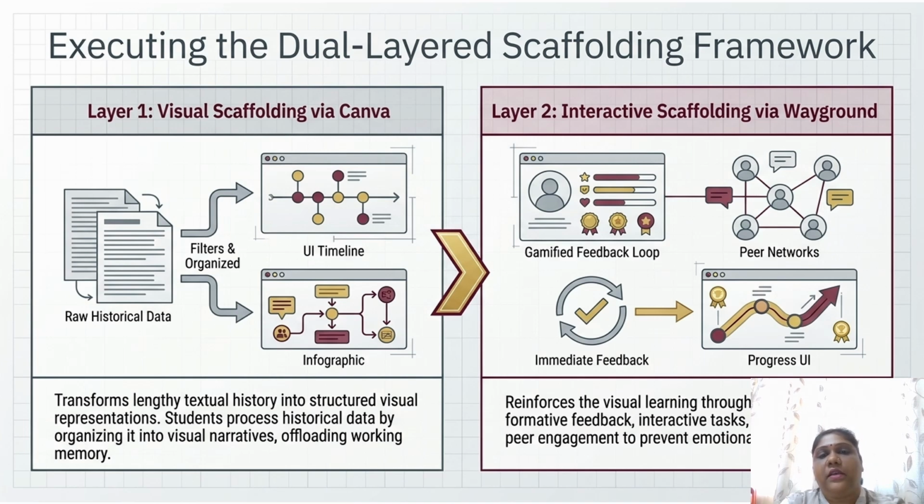Students process historical data by organizing it into a visual narrative, offloading working memory. Then the second layer is interactive scaffolding via Baamboozle. So we're using a gamified feedback loop, and then they have peer networks. Students interact and get immediate feedback when we get the result. This reinforces the visual learning through formative feedback and interactive tasks for engagement and to prevent negative emotions.